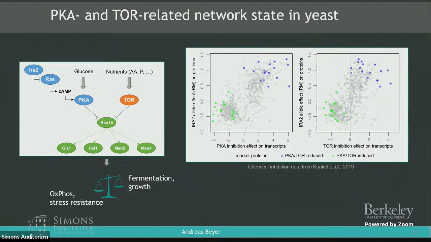So this is the effect of this IRA2 locus on these proteins, and this is the effect when you inhibit PKA or when you inhibit TOR, and I hope it's quite easy to see that there's a very strong correlation, which is just saying nothing else but that IRA2 controls this pathway. So then he was picking these colored proteins as markers so that he could in the future quantify the activity of PKA and TOR signaling in any cell, in any strain, in any condition. So now we have a PT score, a PKA and TOR score. This is the PT score, which I will use in the remaining presentation.